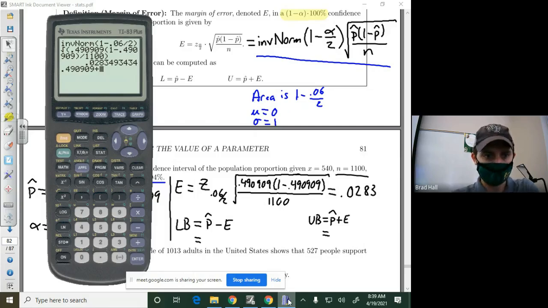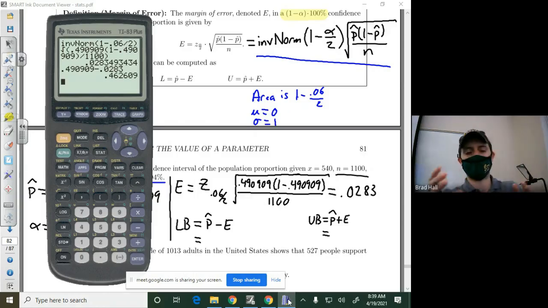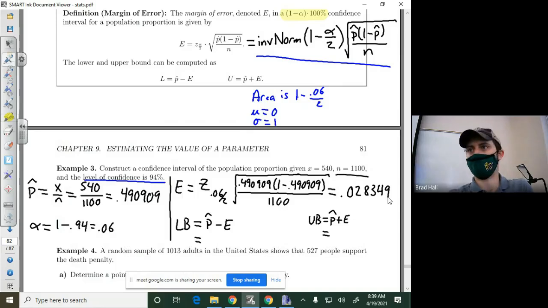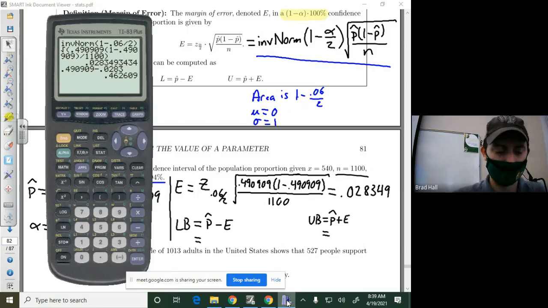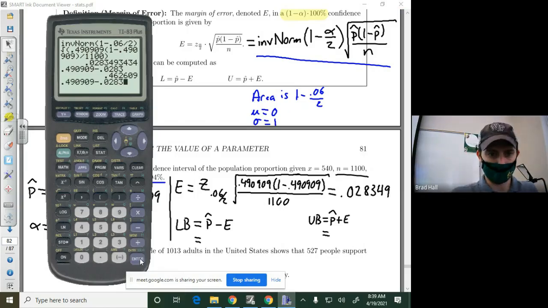So 0.490909 plus, or actually I'll do minus first, minus 0.0283. Again, I'm sort of picking these decimals arbitrarily. Maybe I should have rounded to 4 decimal places. So I'll put 49 here. So add that to your error. Just put the 49 at the end. I guess I'll be consistent here. So let's go back and try it again. 49.